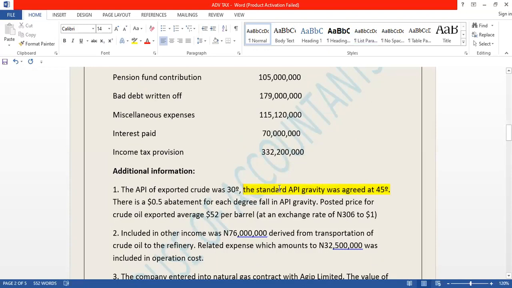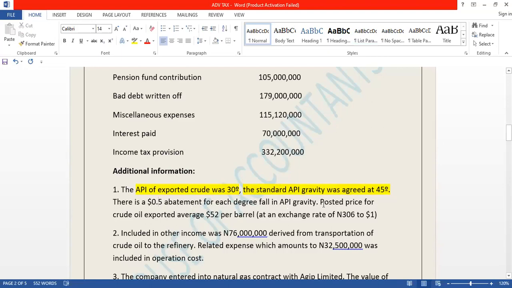Now, if this is a standard, then it means 30 degrees is the actual. So we have two: standard and actual. The plan was 45, but it was 30 degrees. That is the first aspect. There is a $0.5 abatement for each degree fall. So we are going to find the difference in the degree, and whatever degrees we have as a difference will be multiplied by this $0.5. That's what this question is saying.